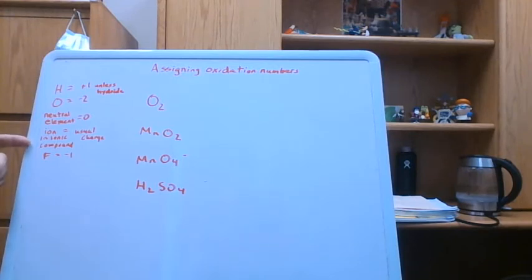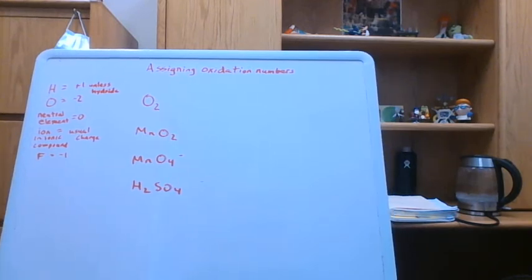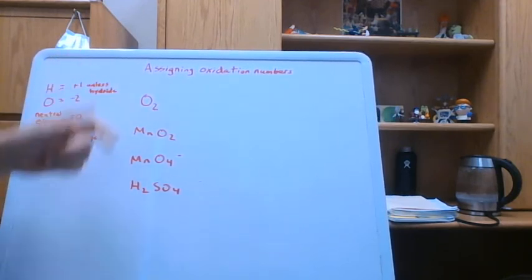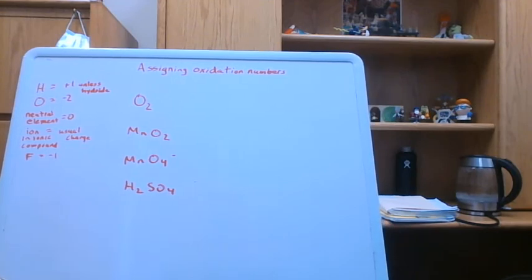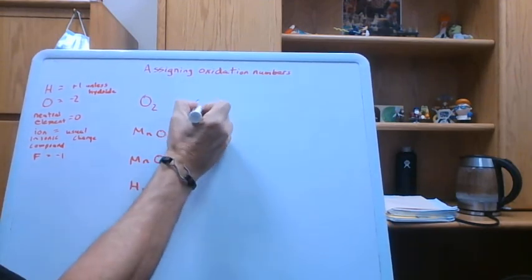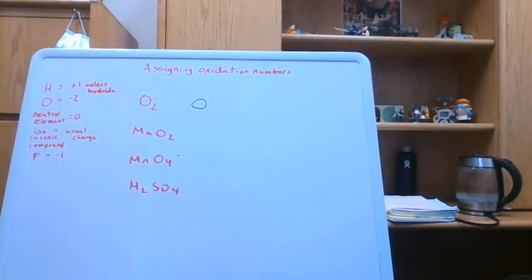In an ionic compound, the elements have whatever charge they would normally have, right? So if you have something like sodium chloride, which is ionic, sodium would form a +1 because it's in group 1, chlorine would form a -1. And fluorine is always going to have a -1 charge. So if we look at assigning these oxidation numbers, if we have something like O2, that's an elemental compound, so the oxidation number we would assign would be 0. There's no charge going on there.